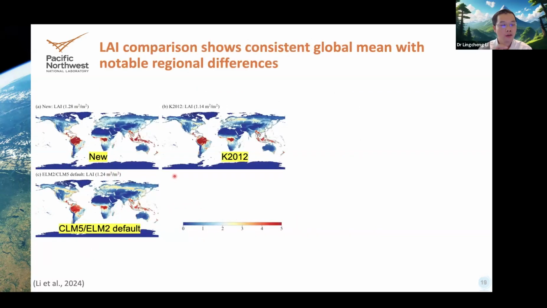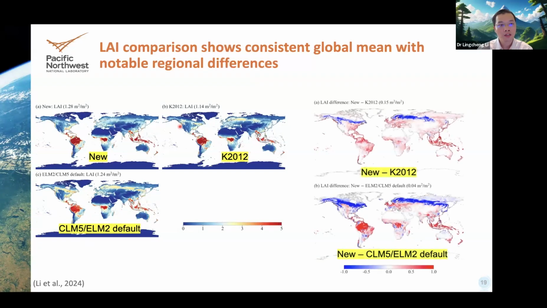This is our comparison of leaf area index. You can see overall the global patterns for these three datasets show similar patterns and similar global means. But when you calculate their difference, you can see the obvious difference and larger variations. Generally, the new dataset has relatively smaller LAI in the boreal and relatively larger LAI in the tropical regions compared to the existing dataset.